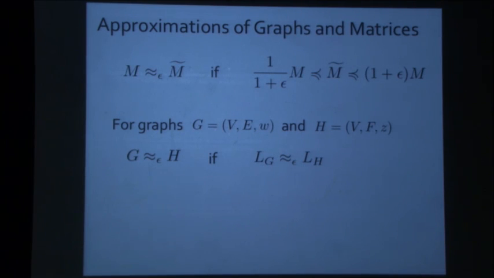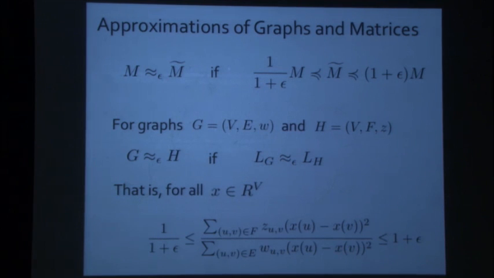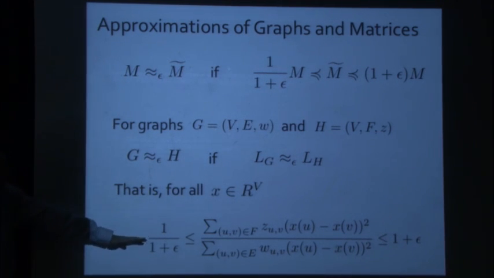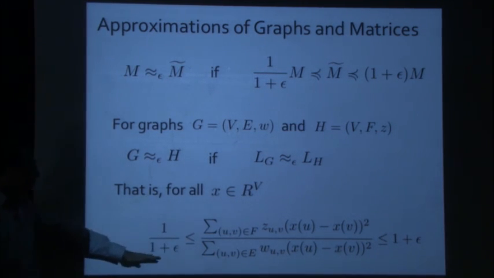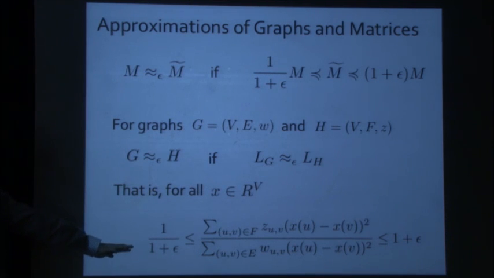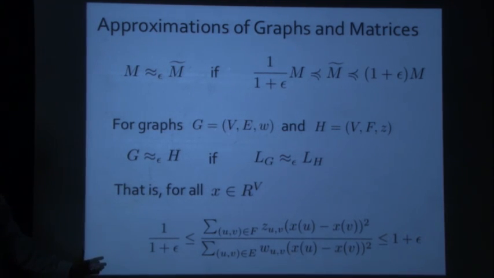OK, and then I can overload this notation and extend it to graphs. And just to emphasize, this literally means that for every single vector you plug in, the ratio of the quadratic forms should be between 1 over 1 plus epsilon and 1 plus epsilon. So it's a very strong notion of approximation.